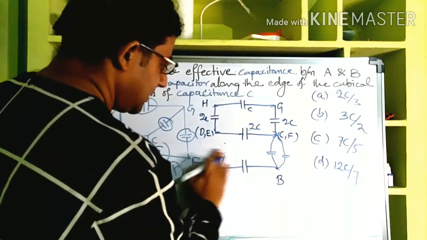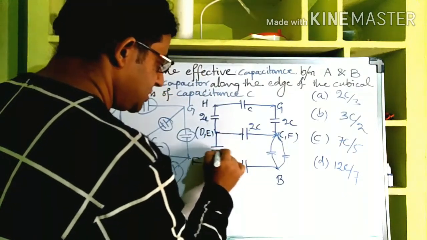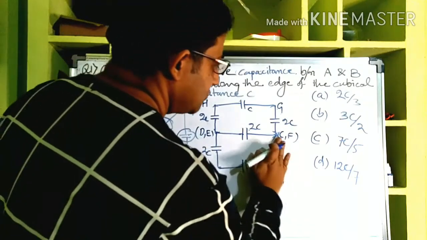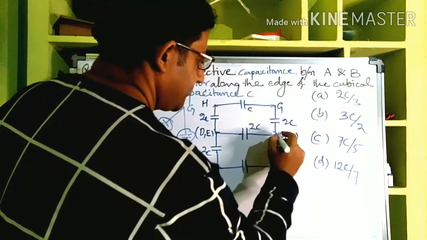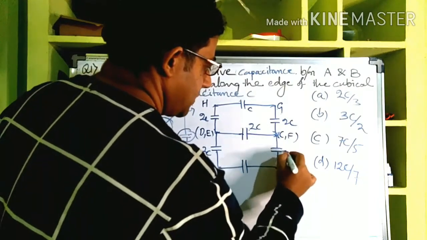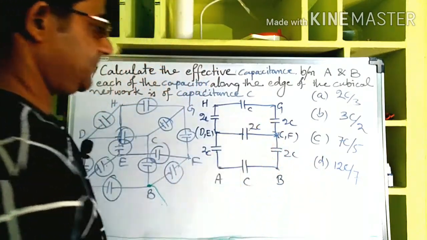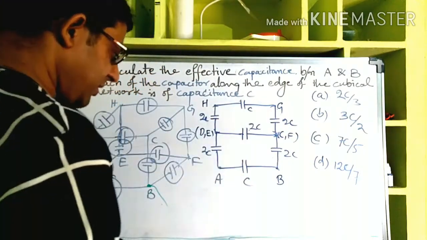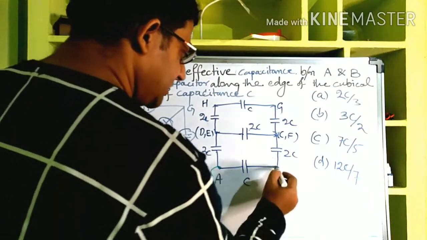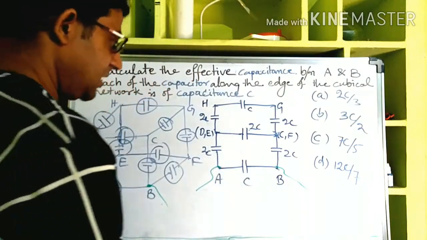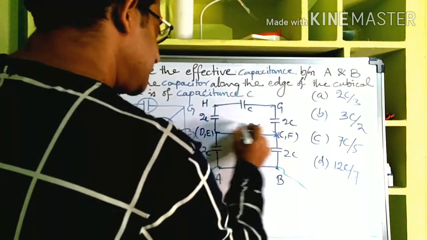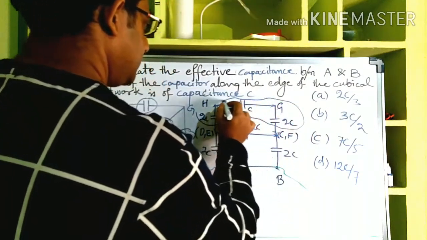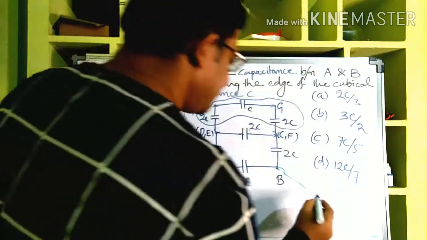Similarly, here I can show 2C, and here also I can show 2C, and this is C. Clear? Now we have to remember that we are going to find out the net capacitance between A and B. So these three are in series, right? Then what is the net of them?